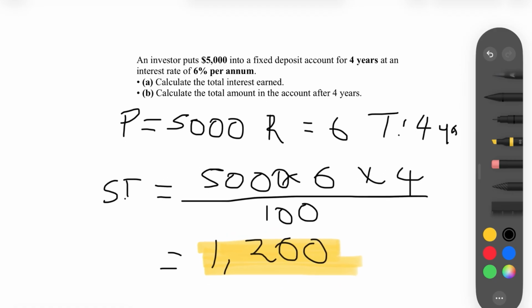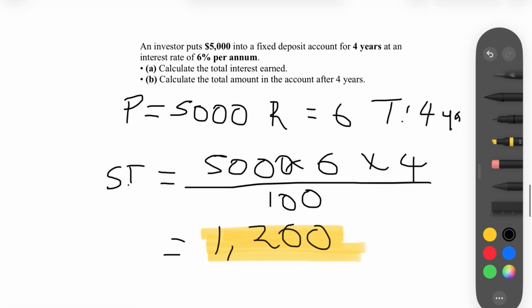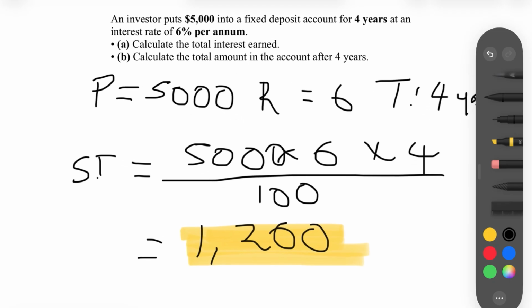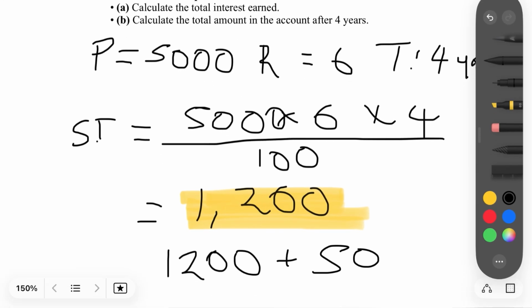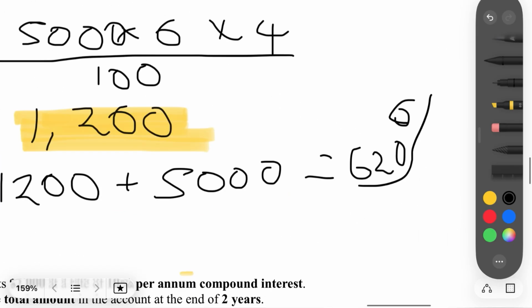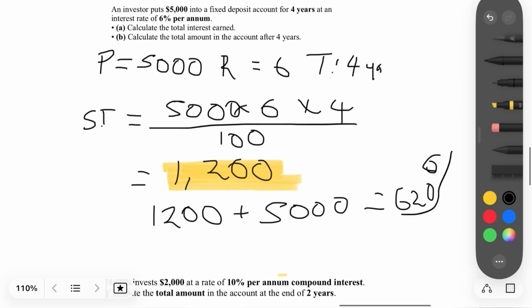Now it also says at B that we should calculate the total amount. So basically they're asking us what is the interest plus the original money that was paid, which is the principal, or the marked price. There are so many different names for it. All we have to do now is add it, which gives us 6,200. So in total, you're paying 6,200. And that is how you answer this question.